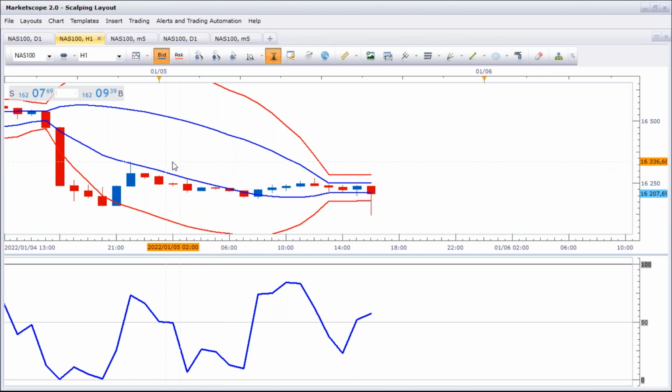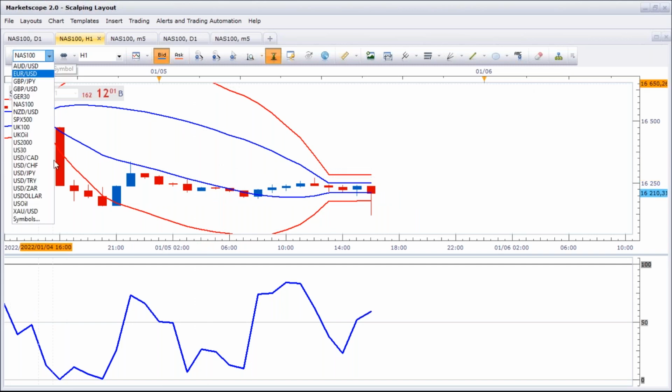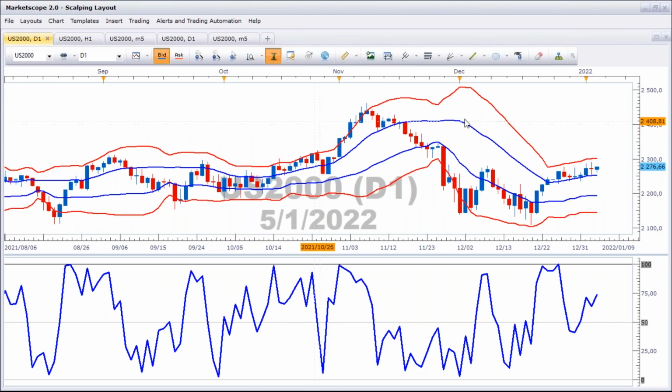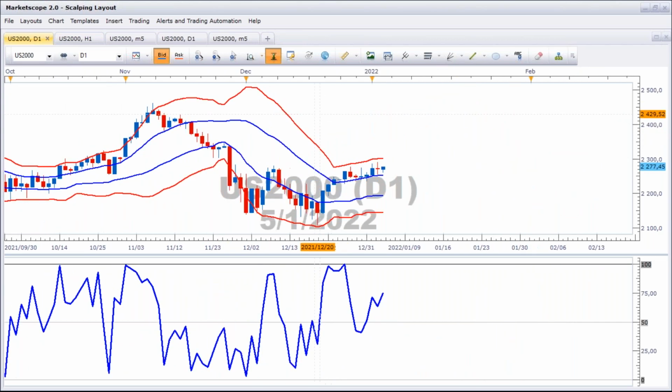Let's take a look at the small cap. That's the US 2000. That's our proxy for the Russell 2000. All right, let's just take a look at this on the daily. We may have something workable here.